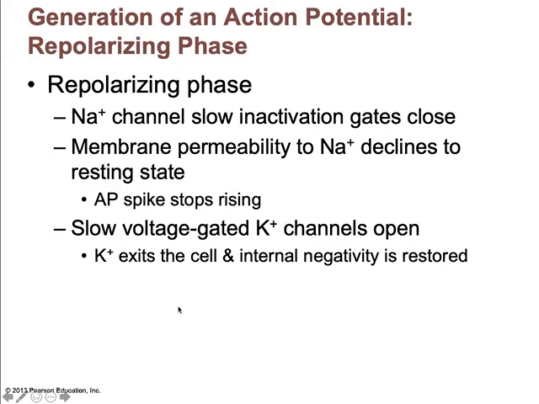The membrane permeability to sodium drops back to resting state, and the AP spike stops going up. And the voltage-gated potassium channels open up. Potassium exits the cell, and we go back down as we repolarize and then hyperpolarize below threshold voltage. Okay.